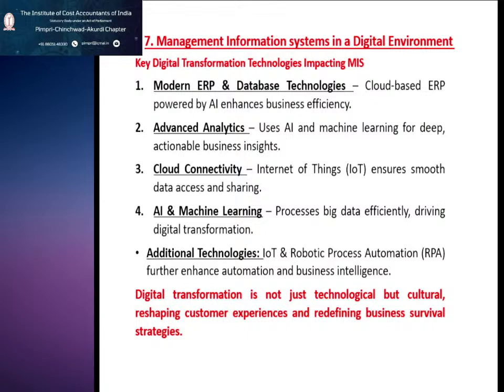One more aspect is additional technologies that are coming. Internet of Things and robotic process automation, that is RPA, further enhance automation and business intelligence. As simple as, if you have seen, we nowadays have floor sweepers which are so sensitive, automatic floor sweeping machines. There was a point when digitalization was limited to the extent of the vacuum cleaner, so by a human being, someone could vacuum clean.